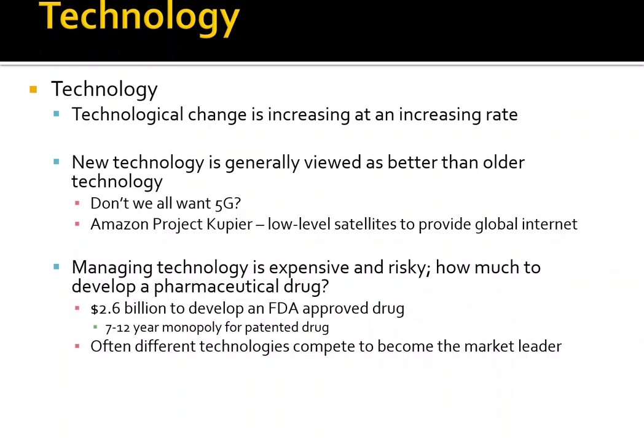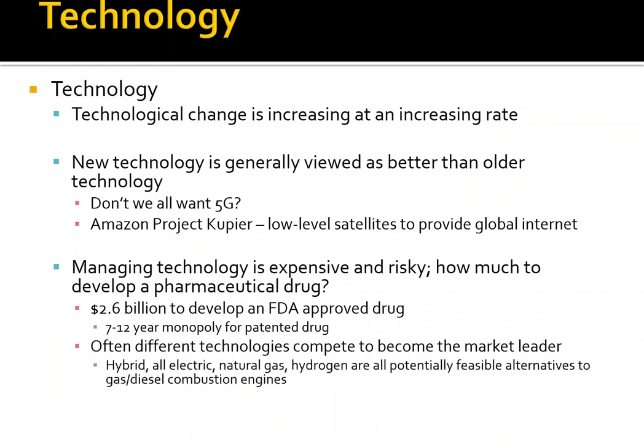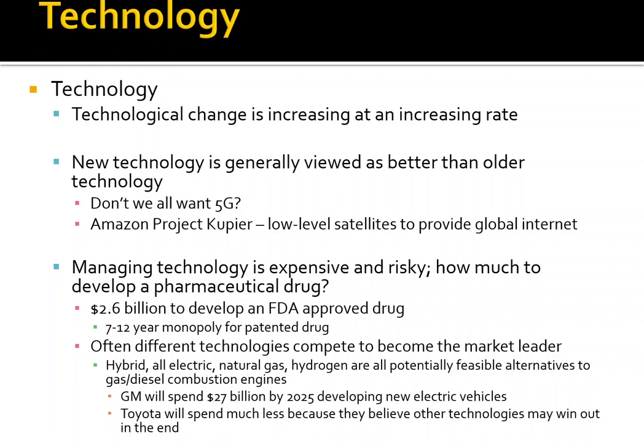Different technologies compete to become the market leader. Look at cars: hybrid, all electric, natural gas, hydrogen. There's other ones that are potentially feasible alternatives. Many companies now have fixed on electric, right? GM said they were going to spend $27 billion to develop new electric vehicles. So is Ford. So is a whole bunch of different companies. Fleets are going to be all electric. Well, the number one car maker in the world, Toyota, isn't spending nearly as much because they believe there's other technologies that may be more viable down the road, such as hydrogen or fuel cells.